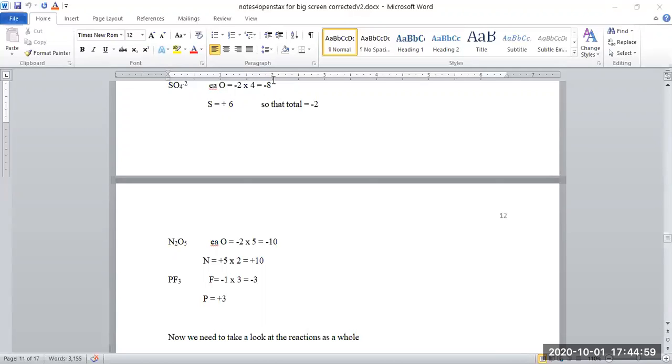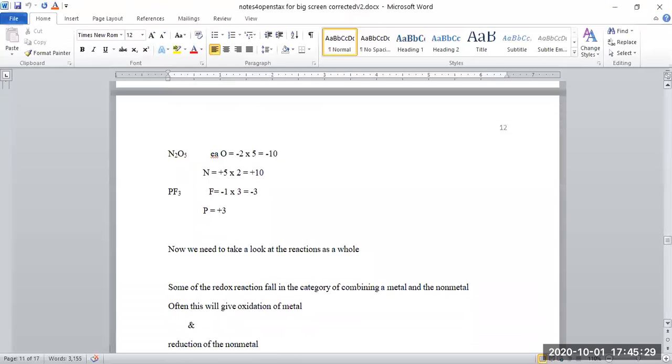Similarly, with my PF3, start with your fluorine. Fluorines are -1s. I got 3 of them, so that half of my molecule needs to be -3. My phosphorus, instead of being a somewhat typical -3 because it's in the same column as nitrogen, is actually a +3 in order to make this be a neutral molecule.